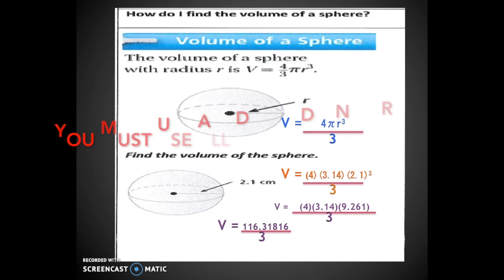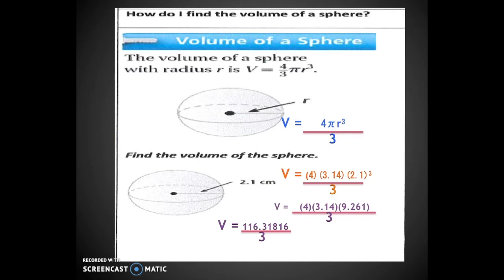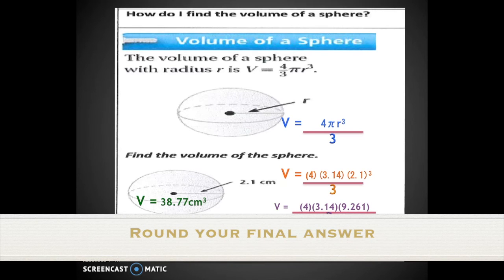116.31816. Now you notice I did not round the top answer. I kept all the numbers involved, so please do not round. You just write every single number that showed up. You write it down, and now all of that's going to get divided by 3, leaving us with a volume of 38.77 centimeters cubed. Hope that is making sense to you right now.